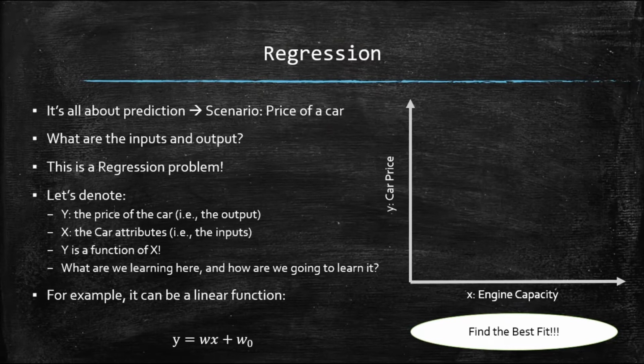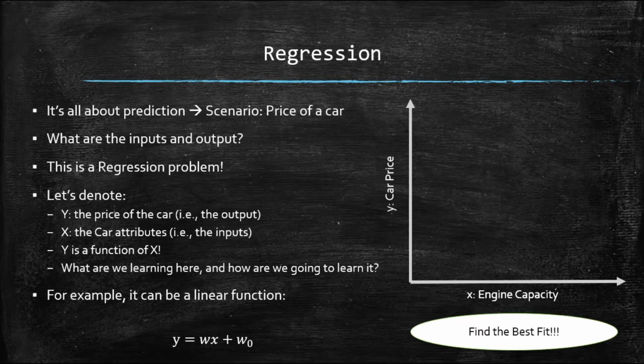Now, let's start the problem of regression by giving you an example. Imagine that we're interested in predicting the price of a car. So it's all about prediction here, and the scenario is predicting the price of a particular car. My question is, what are the inputs and what are the outputs of this particular problem? The inputs are the attributes of the car. You can think about the engine capacity, the year that the car was produced, its brand, and all other information that you could think of. And the output is the actual price of the car.